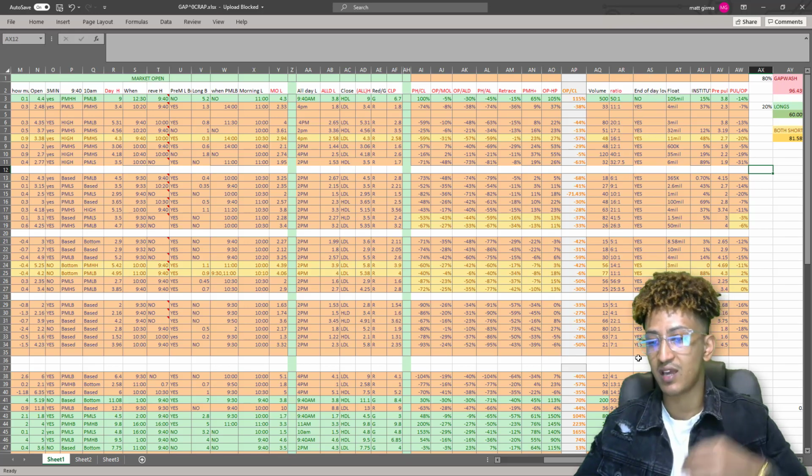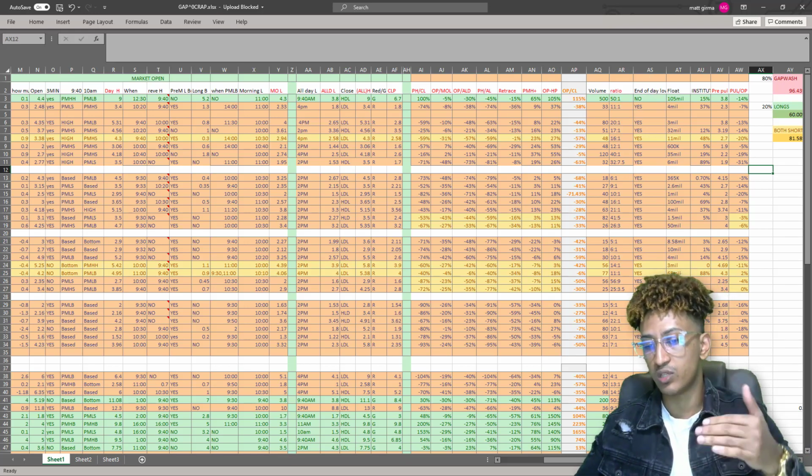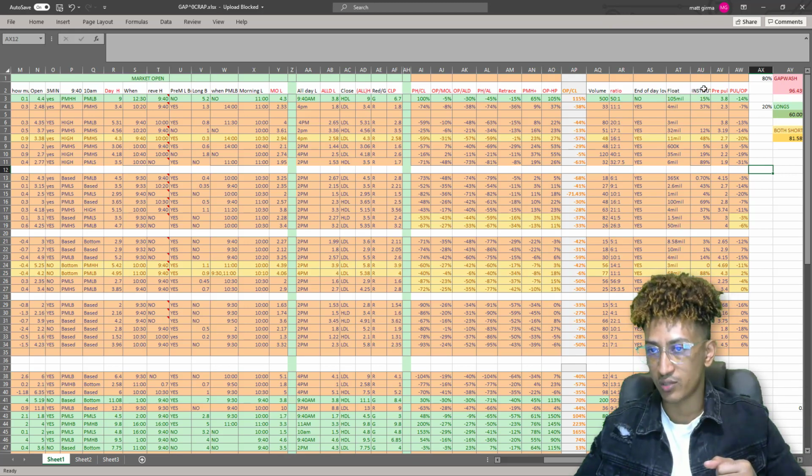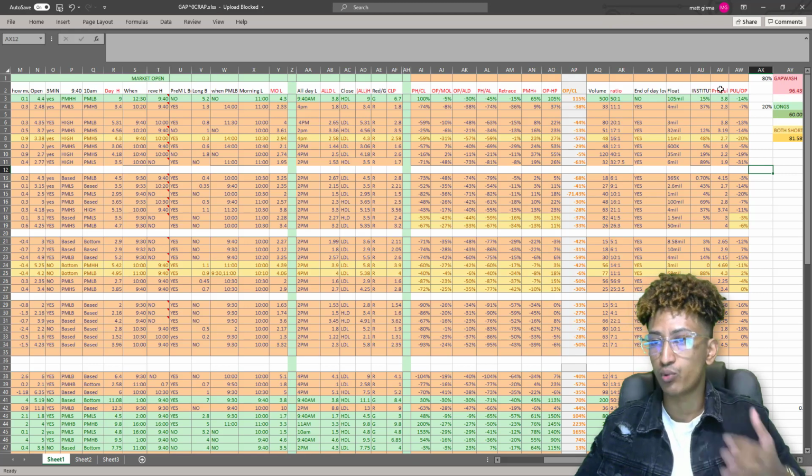So at the end of the day, from when you would have shorted, would it have closed low? Yes. The ones that closed green, obviously no. What was the float? Very important. And in relation to the float, the other information that I have: what was the institutional ownership? That's another important piece of information. How much did it pull back pre-market? What was the pre-market pullback, right?